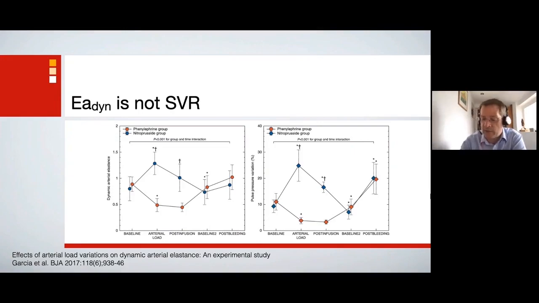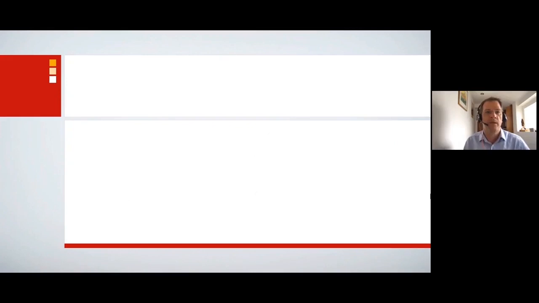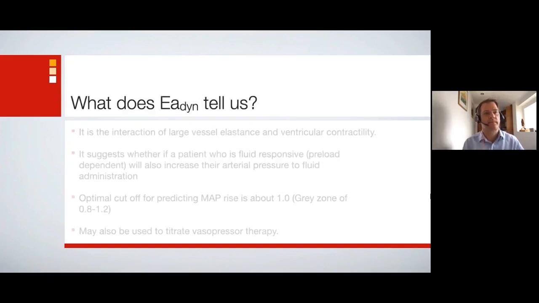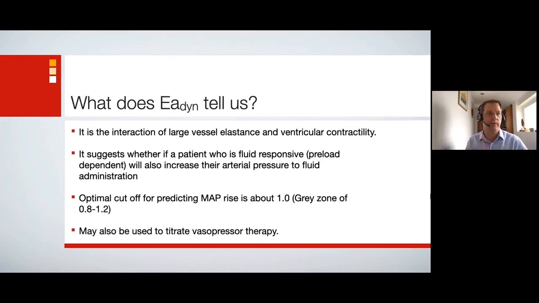So really, just to reiterate, EA-Dyne is not systemic vascular resistance. It's not a number that we chase, attributing it to afterload. So what does EA-Dyne tell us? Well, EA-Dyne is the interaction of large vessel elastance and our ventricular contractility. It suggests whether a patient who is fluid responsive, and it's really important, you must be a preload responder, will also increase their arterial pressure to fluid administration.